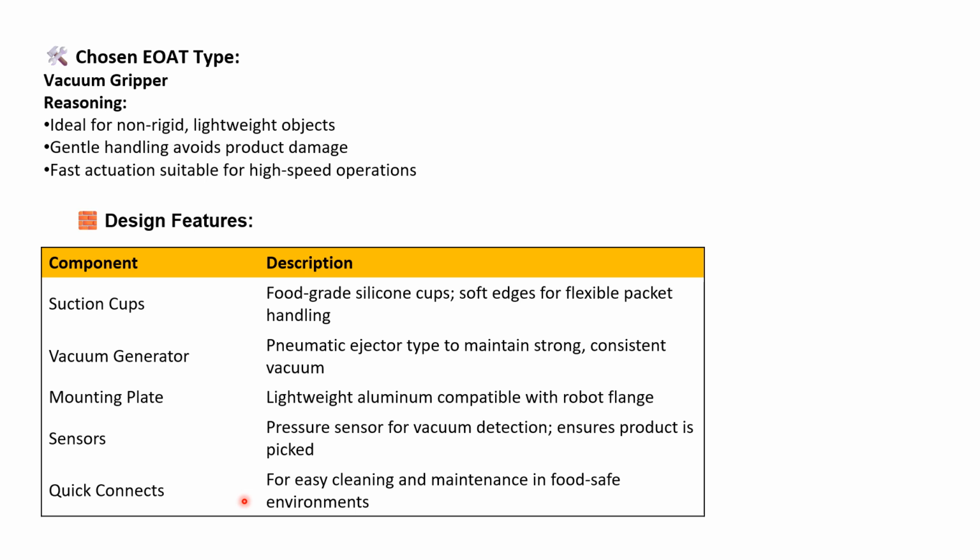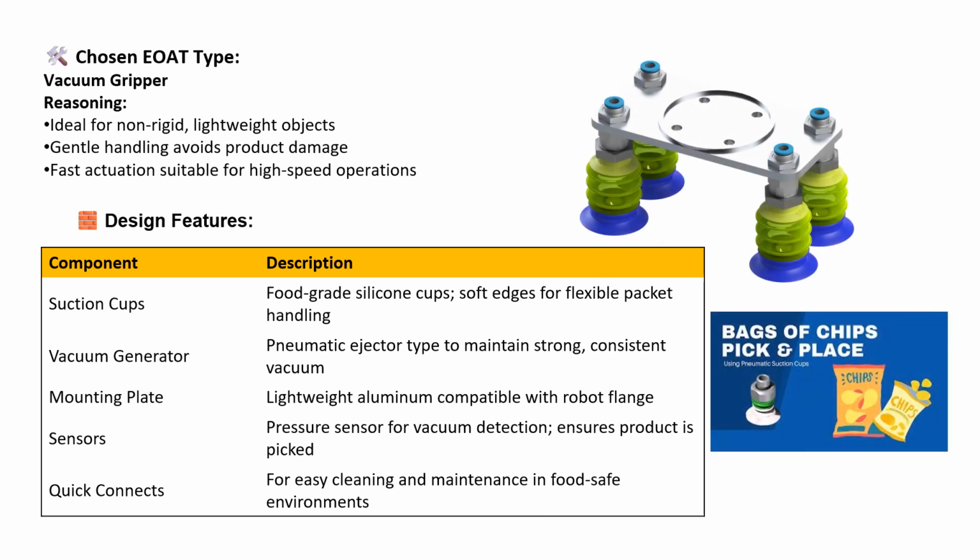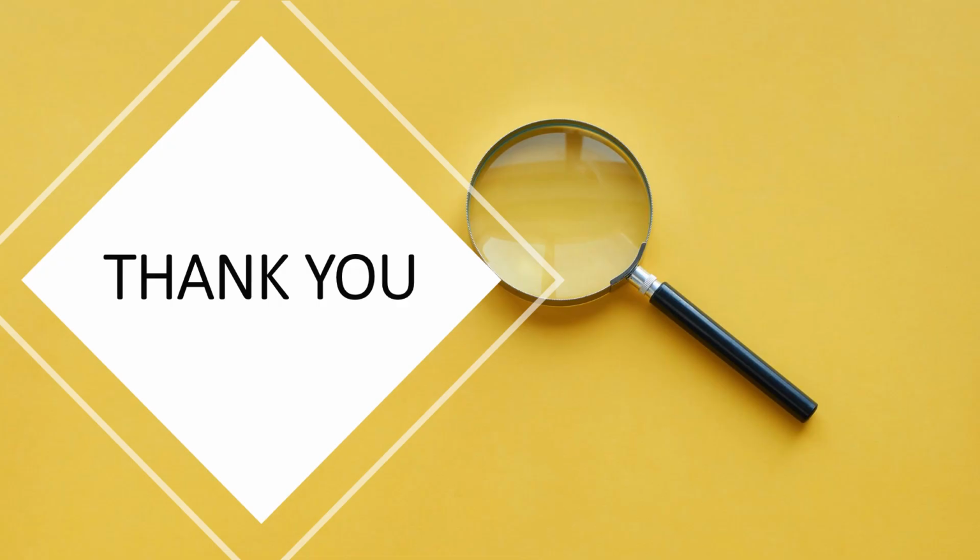It will be just a simple mounting plate with the suction cups and a vacuum generator. That is all we need for this application. So this is what we have: bags of chips we can place using pneumatic suction cups. It will be simply pneumatic cups, and this will comprise the end of arm tooling. So this is all about the basics of end of arm tooling, how we can think, and what parameters we need to consider.